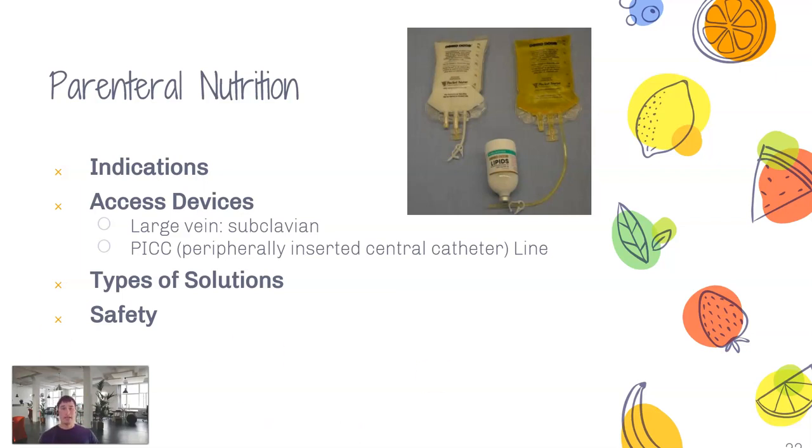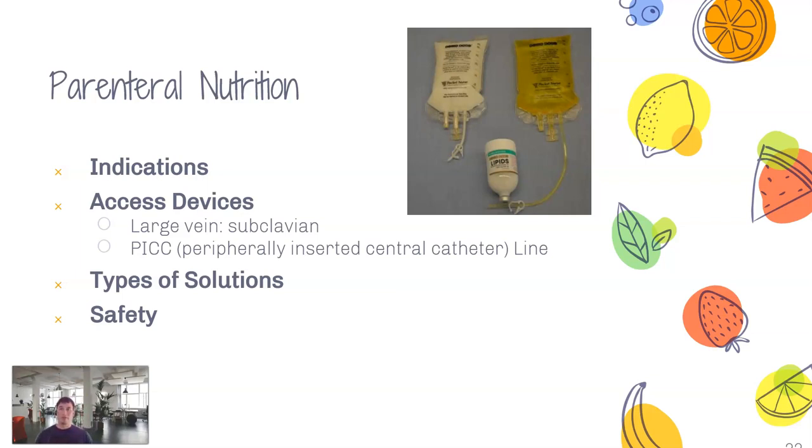We'll need to get access devices depending on what type of parenteral nutrition is being utilized. We might have a large high flow vein, such as the subclavian vein or the jugular vein, with a central venous access catheter. Another line that you'll often refer to is the PICC line, the peripherally inserted central catheter. These can both be utilized for parenteral nutrition.